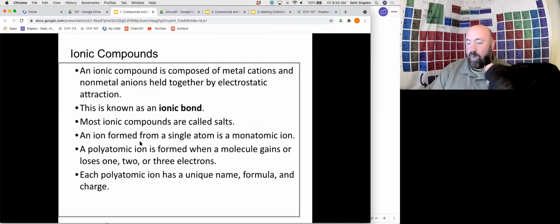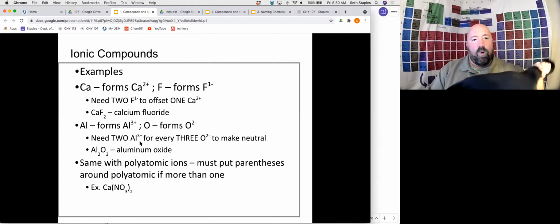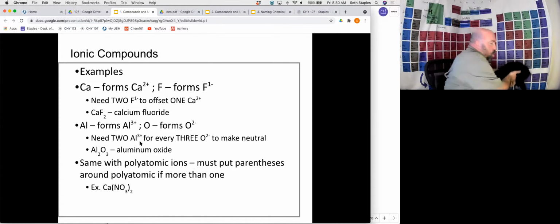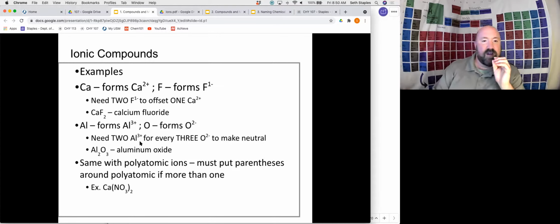What we always need to look for is coming up with our lowest whole number ratio of the cations and anions coming together so that the entire compound has a neutral charge.